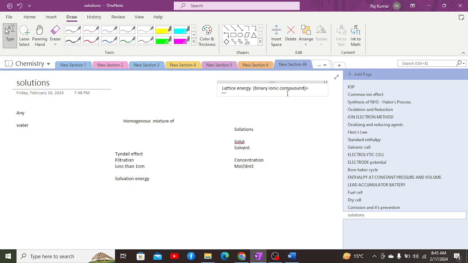Lattice energy of binary ionic compounds is basically inversely proportional to the solvation energy. This means that if lattice energy is increased, it will be more difficult to dissociate the binary ionic salt into ions in the solution, due to which the ability of the solute to dissolve in the solution would be decreased, and the solvation energy would be decreased.